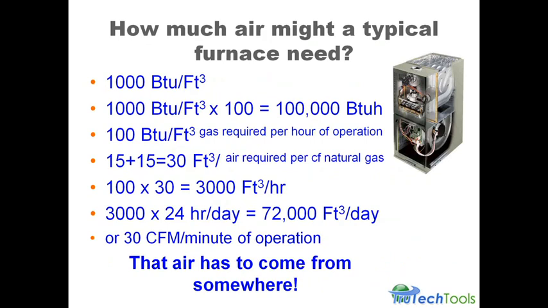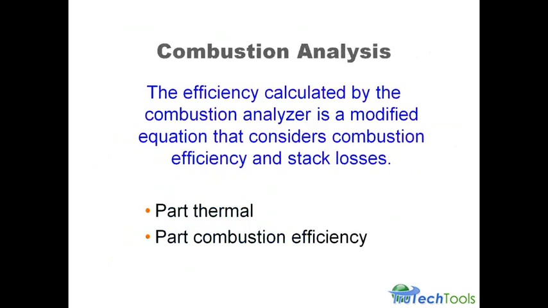So if that furnace had a dilution air hood and we had 30 cubic feet of air required per cubic foot of natural gas, well, 100 times 30, that's 3,000 cubic feet per hour. If we're talking a 24-hour day, that's 72,000 cubic feet of air per day, or 50 CFM of operation. And that air's got to come from somewhere. A lot of times we're not considering this when we're sealing up all the infiltration spots on a home. So we've got to make sure there's enough air for combustion and safe combustion.